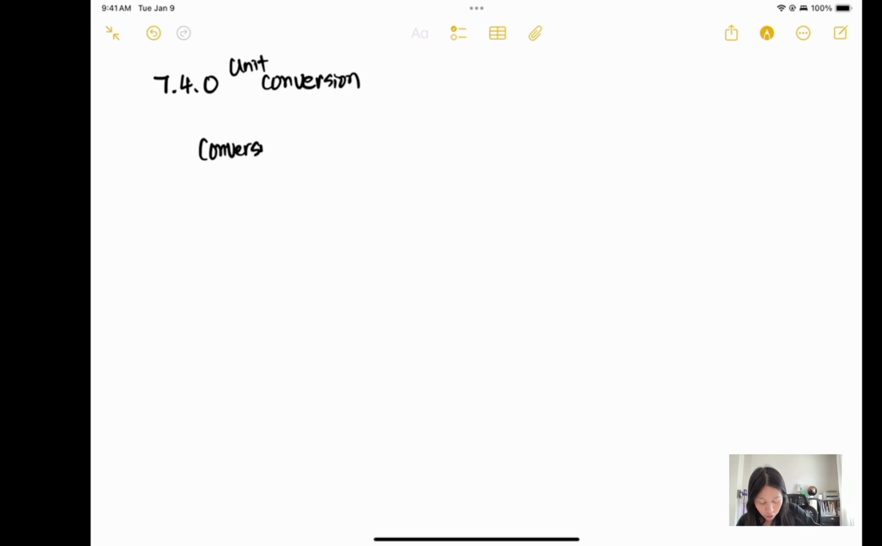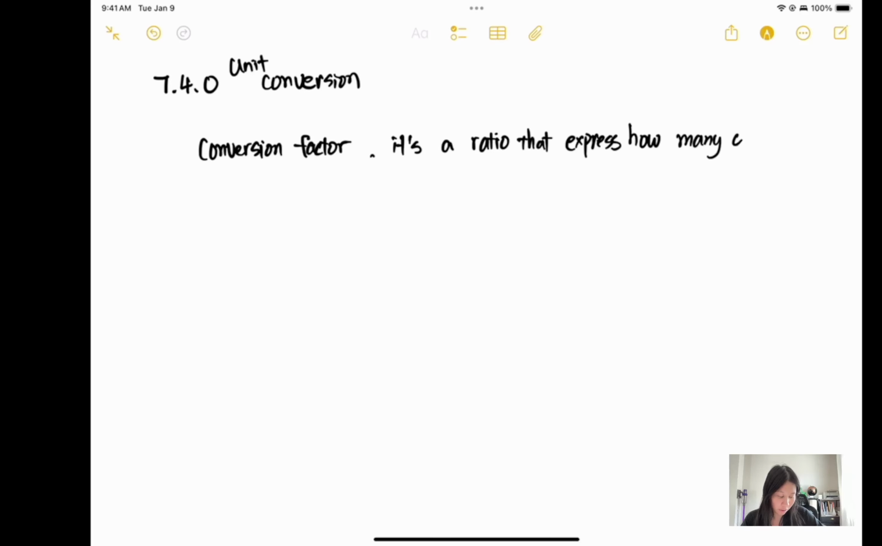What is a conversion factor? A conversion factor is the ratio that expresses how many of one unit are equal to another unit. It is a ratio that expresses how many of one unit equals another unit.